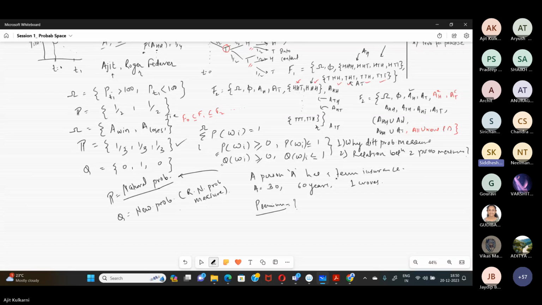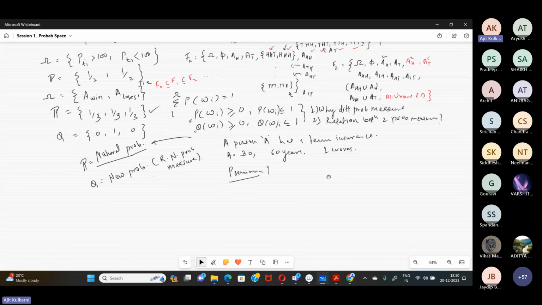Sir, can you please repeat the question? Yes, I think repeating the question is important, because everybody needs to understand the question first. The question is simple. I am at the age of 30 years. I bought an insurance policy which pays out 1 crore rupees if I die by the age of 60 years. Someone won't give me this for free, I'll have to pay a premium for it. So how is this premium computed?